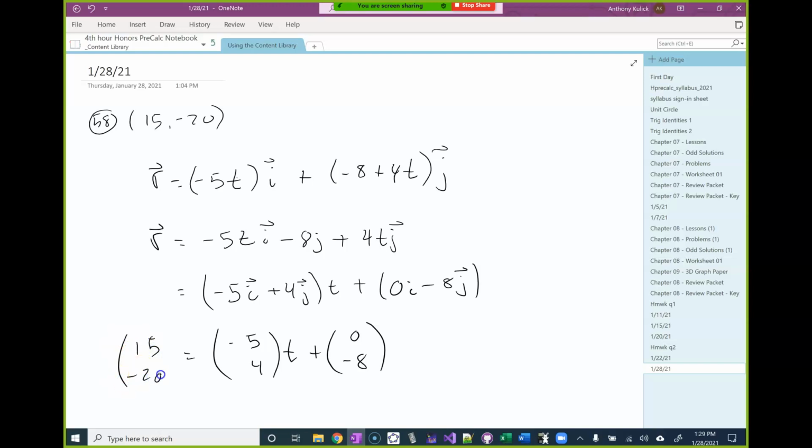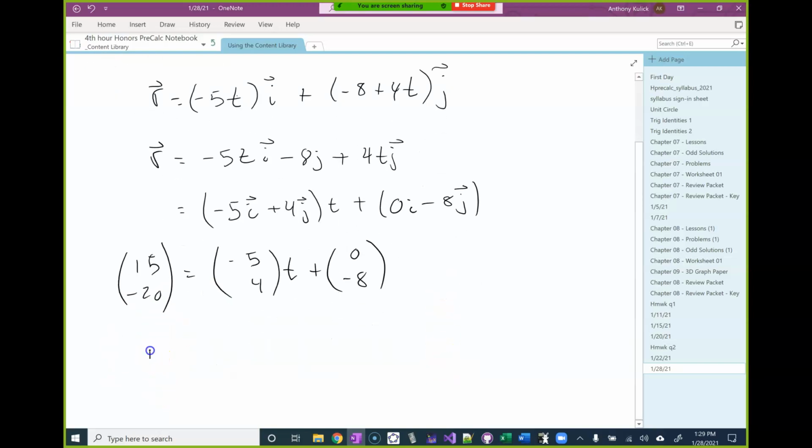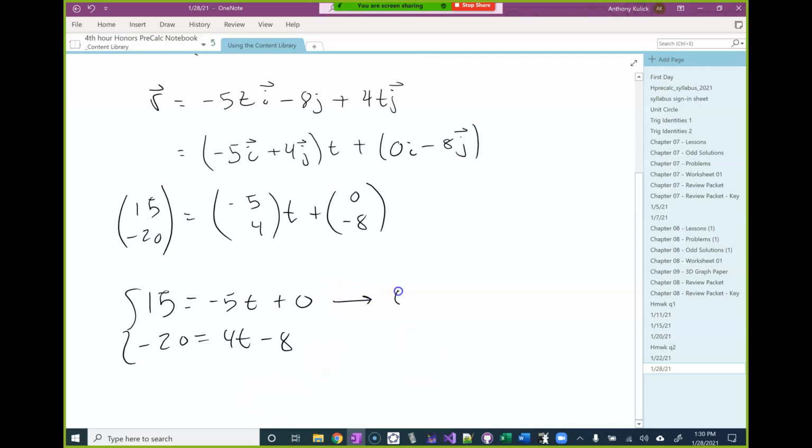And all we really need to do then is solve this system to determine if it holds for the value t. Pretty clearly, looking at the first equation, t has to be negative 3, just dividing both sides by negative 5. If I plug negative 3 in for t here, I get negative 12 minus 8, which is negative 20. So it seems like everything holds. So I would conclude that that point does lie on that line.